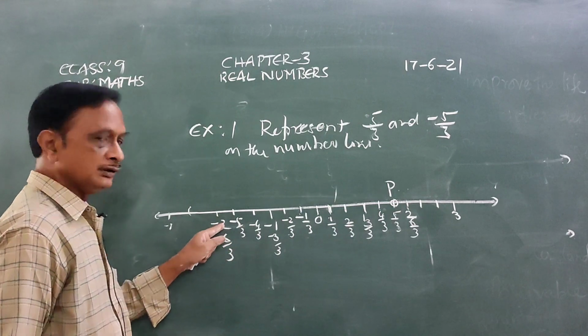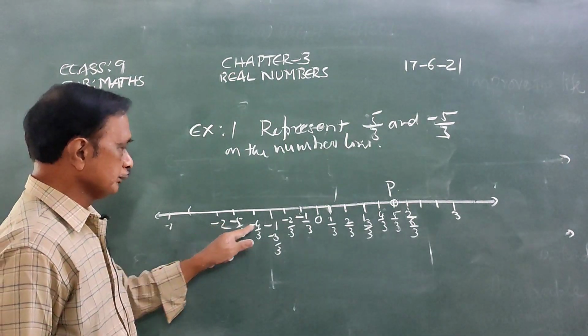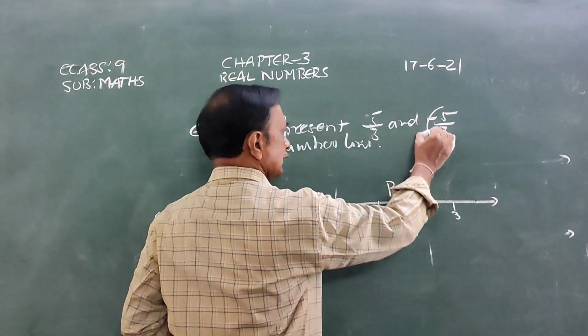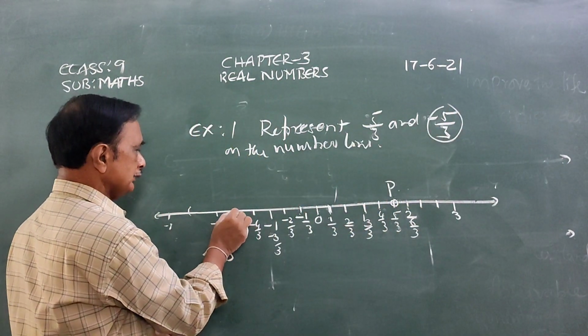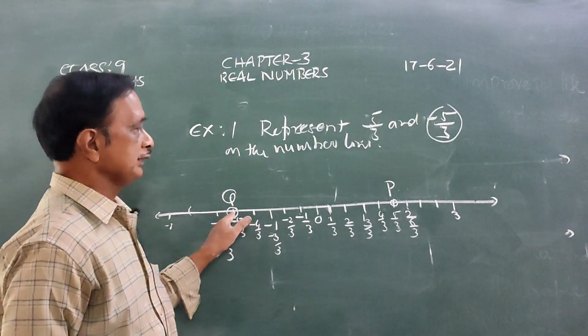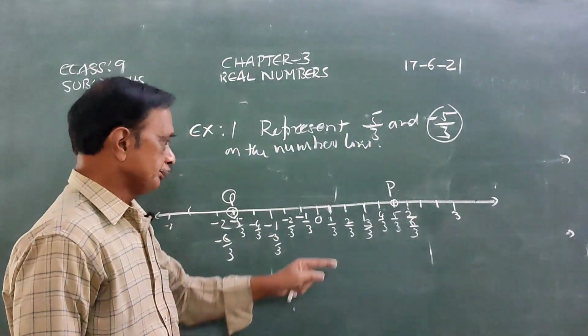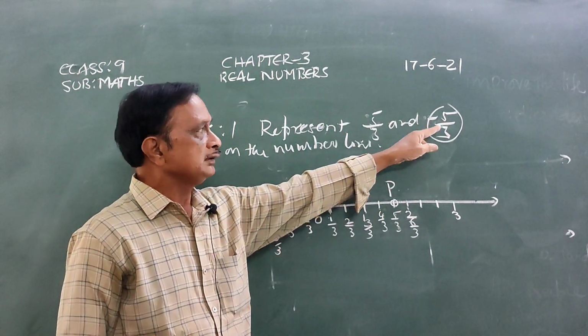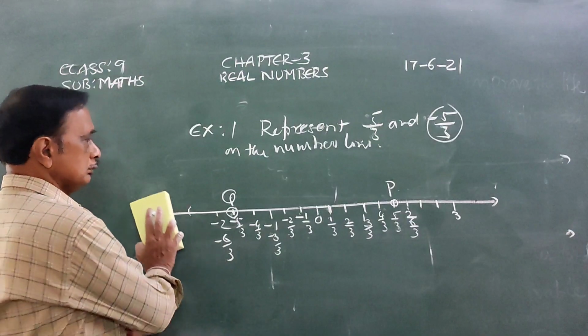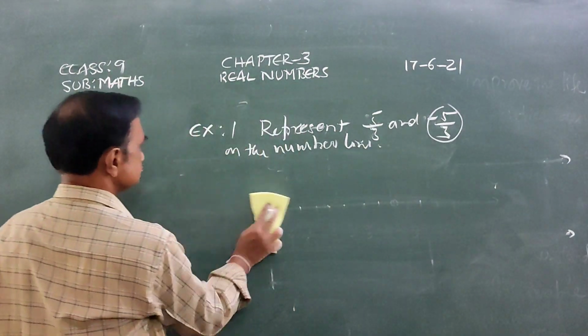What is minus 6 by 3? Minus 2. What is minus 3 by 3? Minus 1. So your required minus 5 by 3 is this one only. Here let this point be Q. Here Q represents minus 5 by 3 on the number line. So now we take another example.